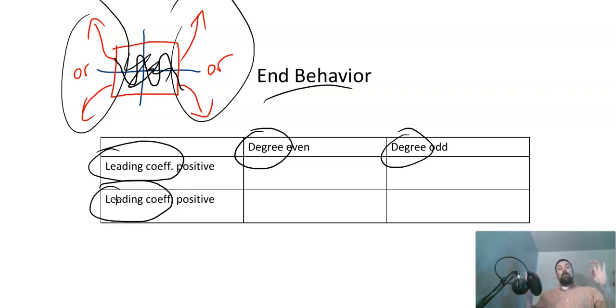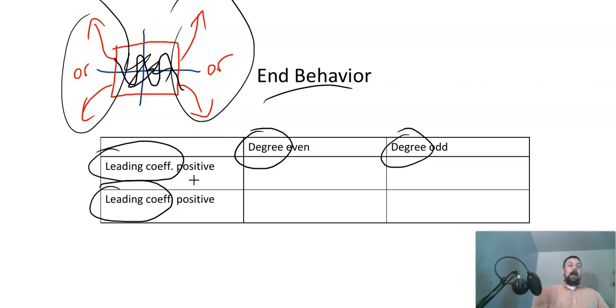So notice that both of these things that we're looking at are regarding the first term of the polynomial. The degree is the highest power of x. It's usually the first term. The leading coefficient is the coefficient of the highest power of x. So that first term ultimately determines the end behavior of the graph.